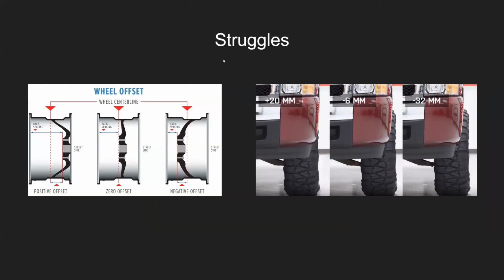Getting the best fitment for you comes with its struggles. The main struggle is finding the correct wheel offset for the style you want. Offset is the distance between the mounting face of the wheel and the center line of the wheel. In the left picture, we can see examples of positive offset, zero offset, and negative offset. Here on the right, we can see examples of how different offset wheels fit on a truck.